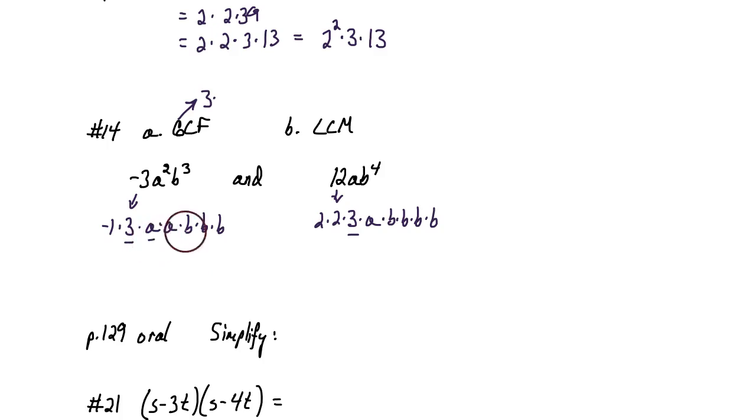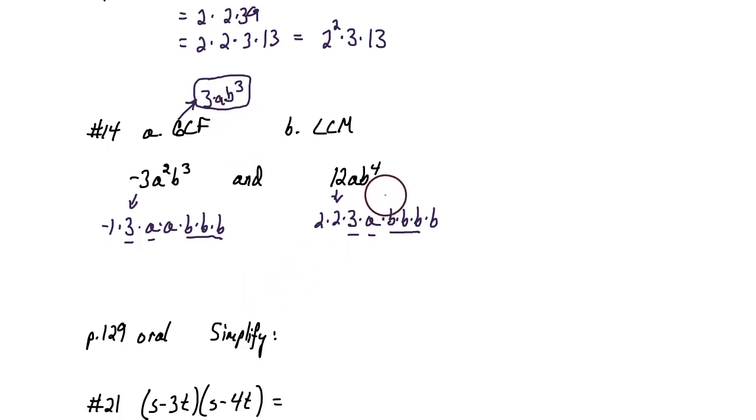Do they both have an A? Yes, they do. Let's put an A in our greatest common factor. Do they both have another A? Nope, this one doesn't. But they both have 3 B's. So in our greatest common factor, let's put B to the 3rd power. Both of these original expressions will divide by 3AB cubed.